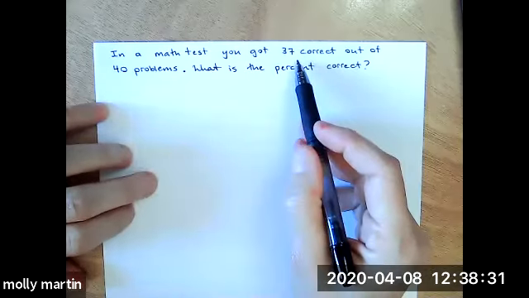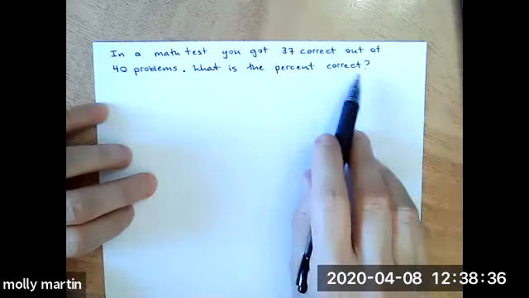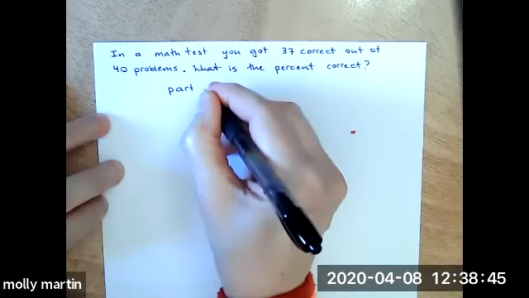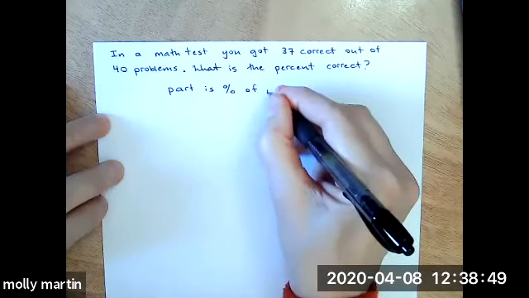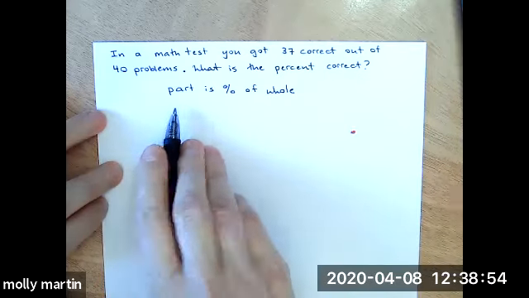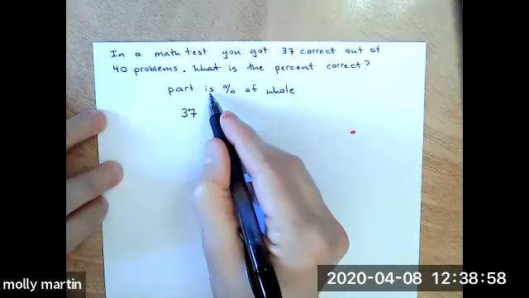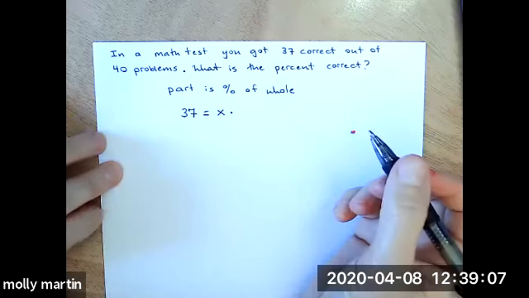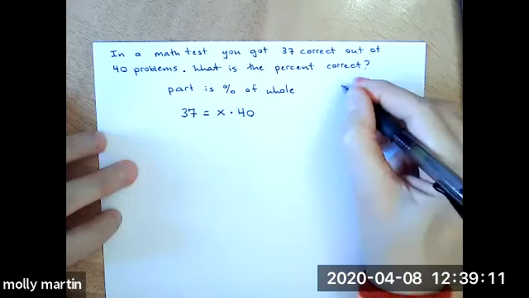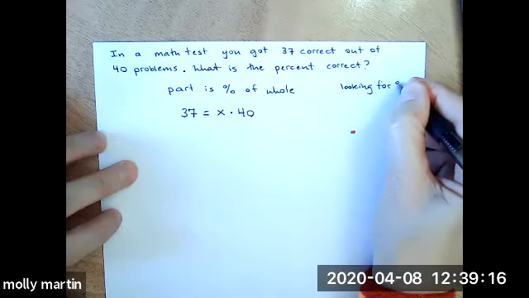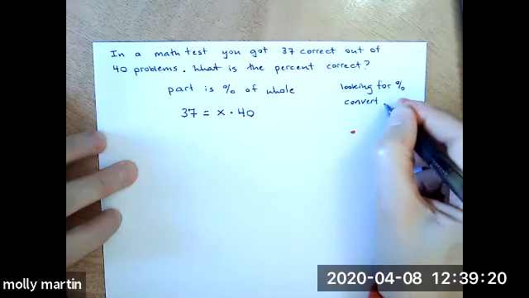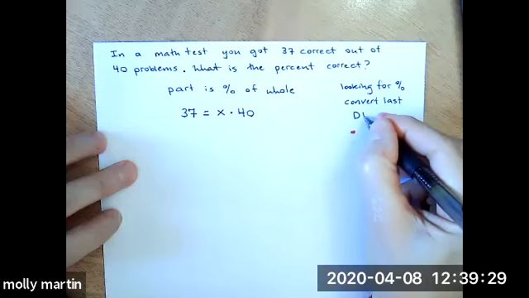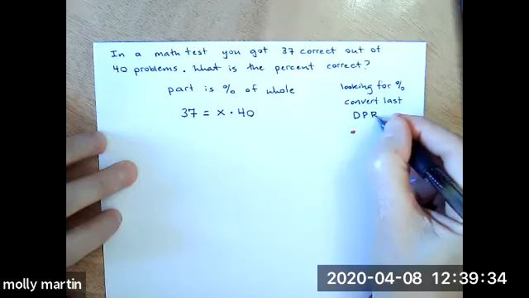In a math test, you got 37 correct out of 40 problems. What is the percent correct? This is usually how your grade is calculated. So this is part of a whole. The part is the part that you got correct. Is means equals. We're looking for the percent. And the whole is the total number of problems. So we're looking for the percent. That means we will convert at the end of the problem. Your answer is going to be a decimal. You'll want a percent. When you go from a decimal to a percent, you go to the right.